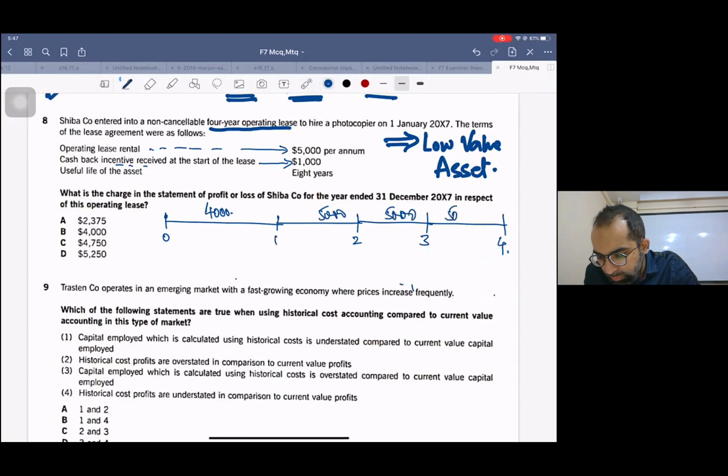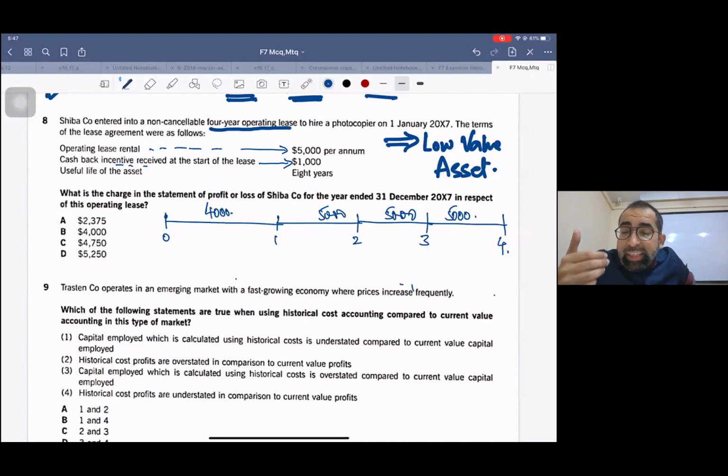Now you tell me, this is again the case of uneven rentals. This is again the case of uneven rentals. And if you have brain and if you can think, you know why the other party gave us 1,000 incentive, because we are taking it for 4 years.